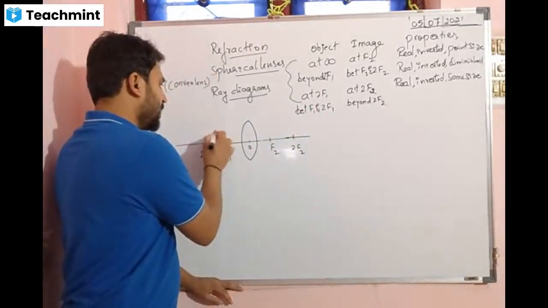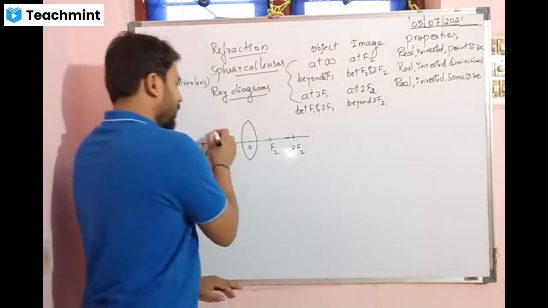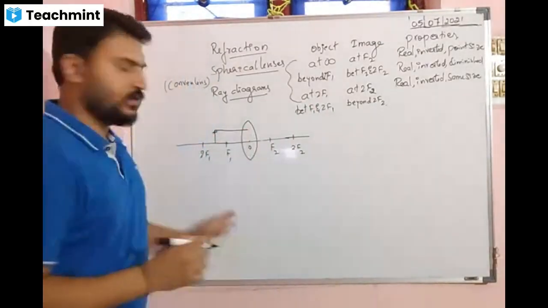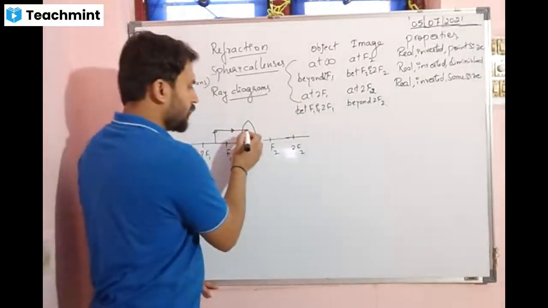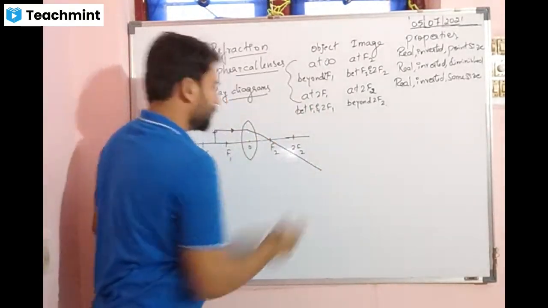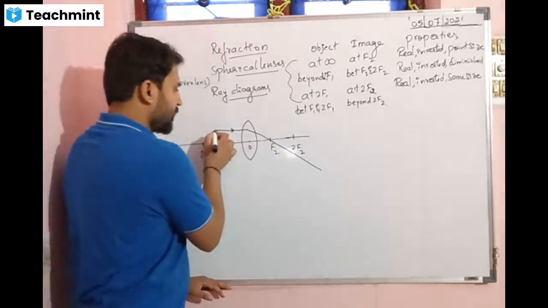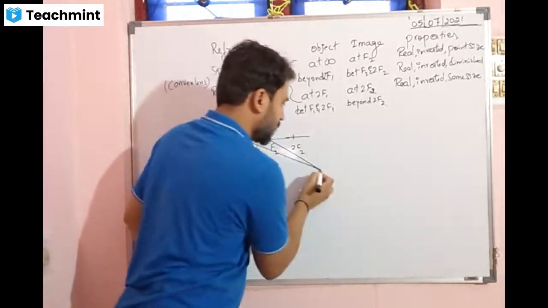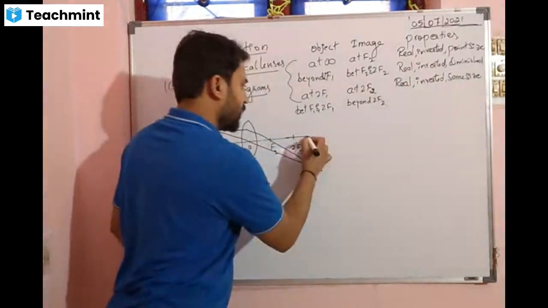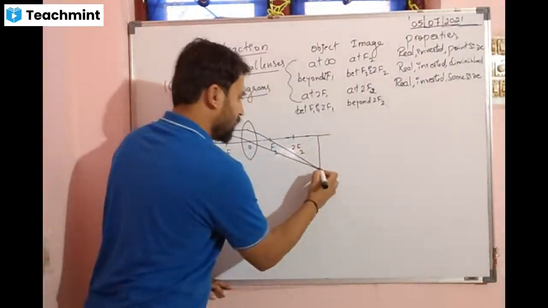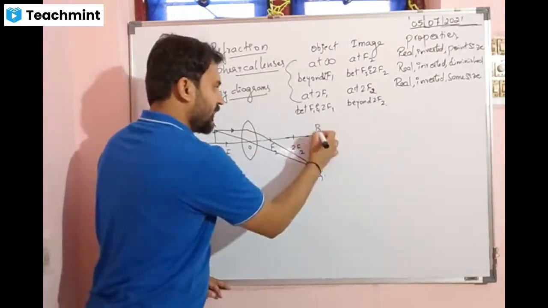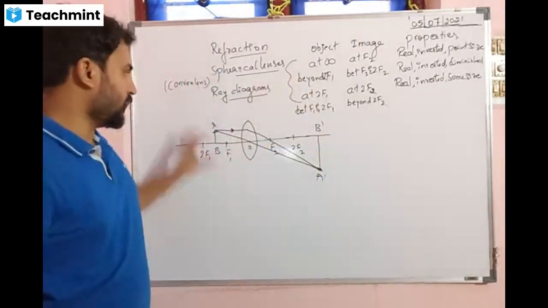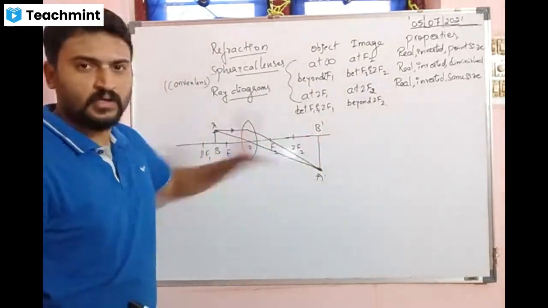If the object is here, one ray which is parallel to the principal axis passes through F. Another moves through the optic center. Both of the rays will meet here. If AB is the object, A dash B dash is the image formed. So this is the object, this is the image.